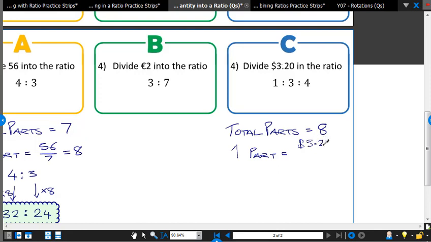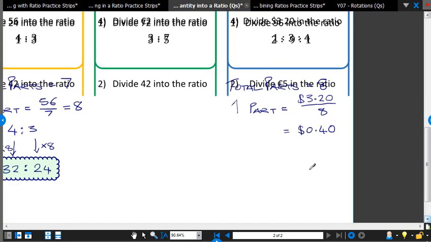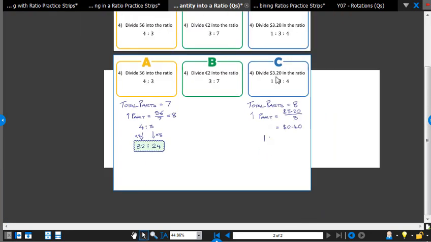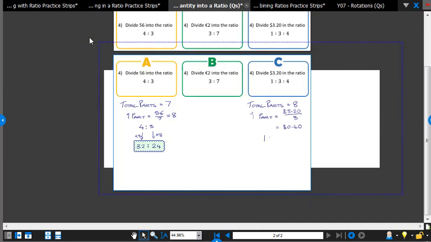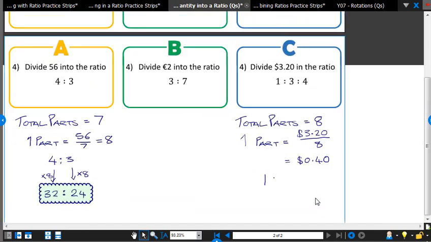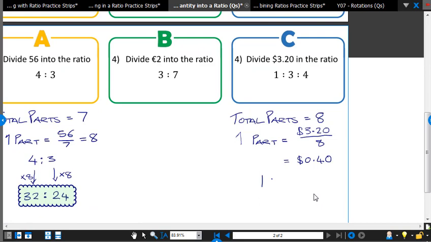$3.20. You don't really have to put the units in here. Anyway. Divided by 8. If you're very good at maths, you'll know that that is 0.40. Okay. So now let's do exactly what we did before. The graphics are very strange. I'm not sure what is going on with the graphics. Anyway, we'll just have to bear with it.